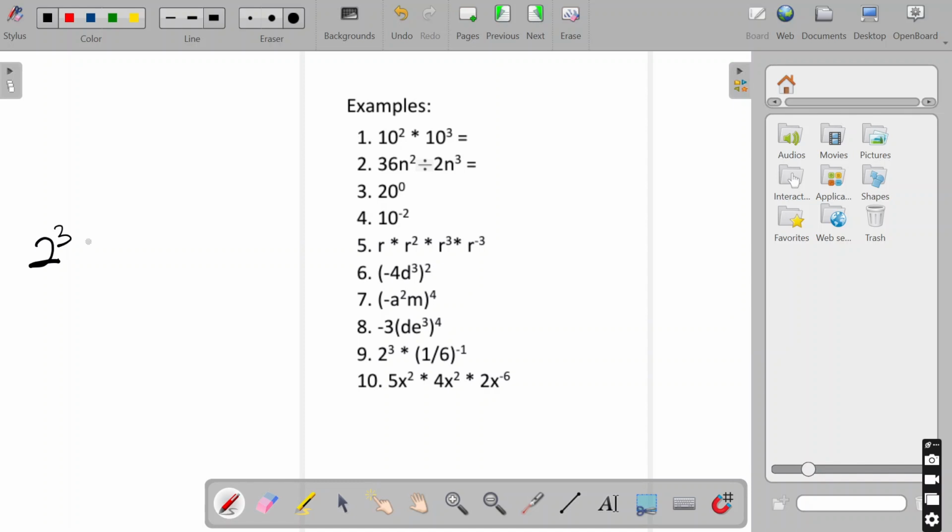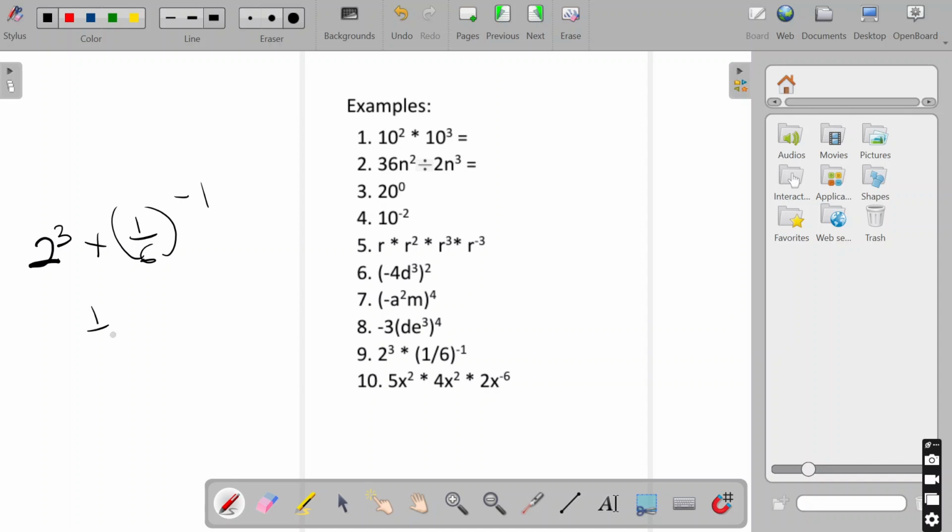So question number 9: 2 to the power 3 times 1 over 6 raised to the power minus 1. Let's solve this one first. This one looks like a tough calculation. So what is 1 over 6 raised to power minus 1?